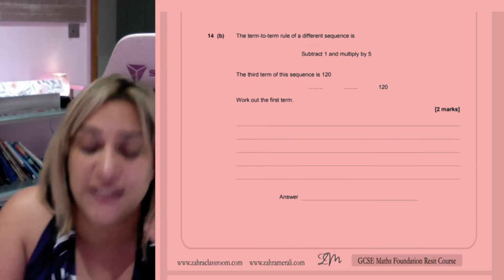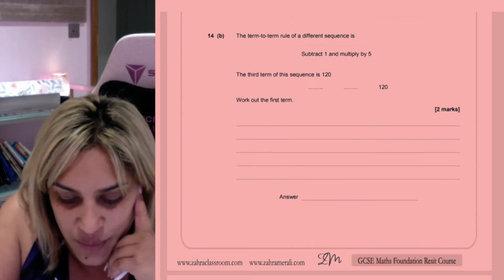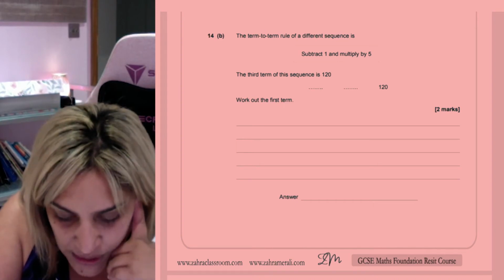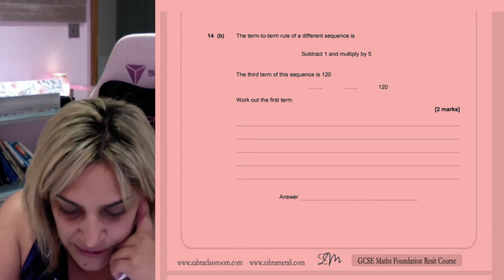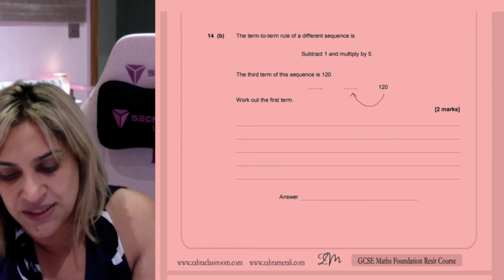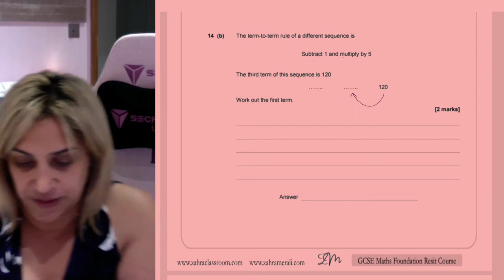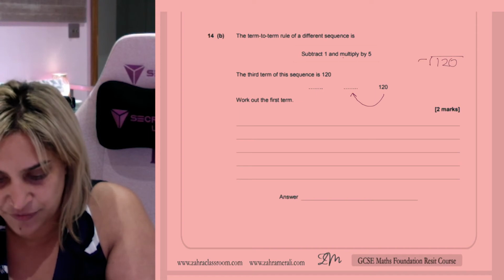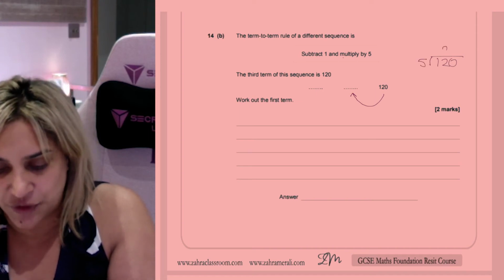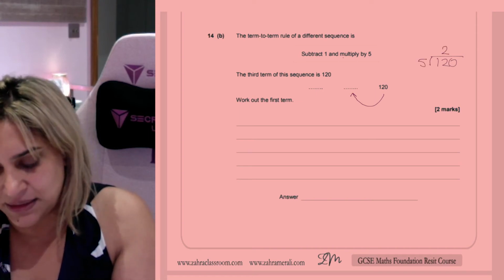And now we've got a different sequence. So we're going to subtract 1 and multiply by 5. So this time it's giving you the third term and you've got to go backwards. So instead of multiplying by 5, you're going to divide by 5. So 120 divided by 5. 5s into 12 go twice. And that's 10. And we've got 2 left. And then we're going to get 24.